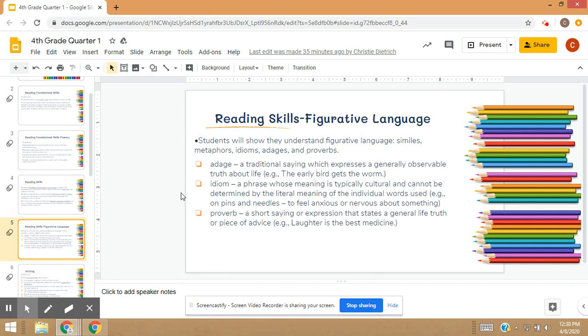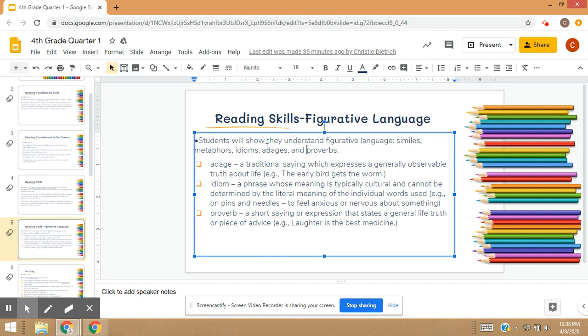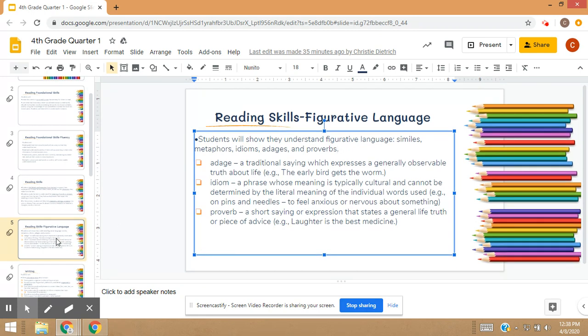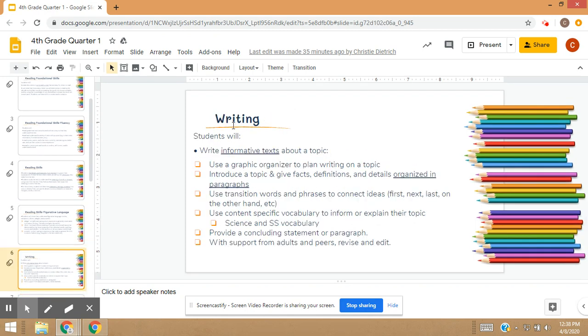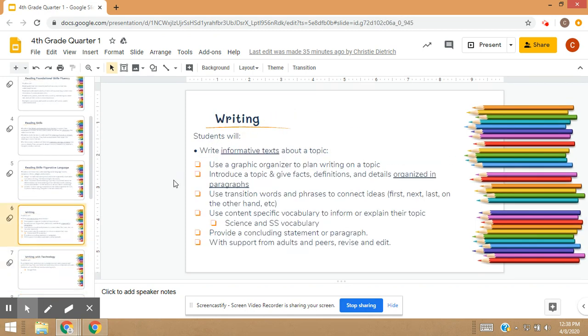So students will show their understanding of figurative language, similes, metaphors, idioms, adages, and proverbs. Mostly we focus on similes, metaphors, and idioms, and not so much adages and proverbs. We will hit on it, but we try and teach them the definitions specifically of the first three. And then, of course, there's always examples of these too. So if you would like to read over those on your own time, pause the video, but I'm going to keep going. So writing. So students will write informative text about a topic.